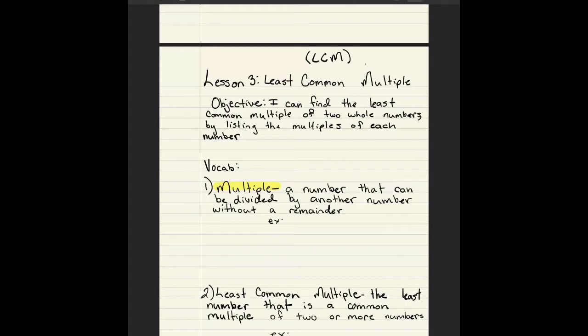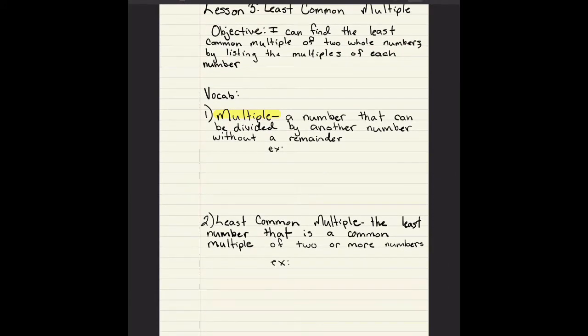Alright, our objective is: I can find the least common multiple of two whole numbers by listing the multiples of each number. So we need to focus on least common multiple, obviously, and two whole numbers, because you just have to have two whole numbers that you're finding the LCM of.